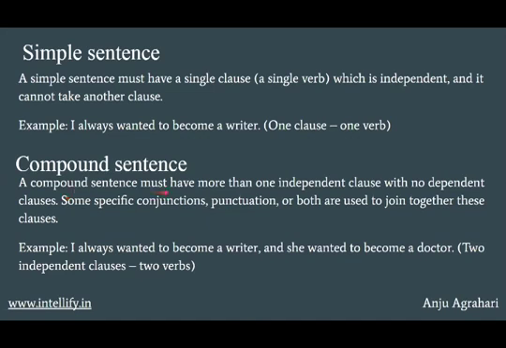A compound sentence must have more than one independent clause with no dependent clause. Specific conjunctions, punctuation, or both are used to join these clauses together. Example: I always wanted to become a writer and she wanted to become a doctor. There are two independent clauses.